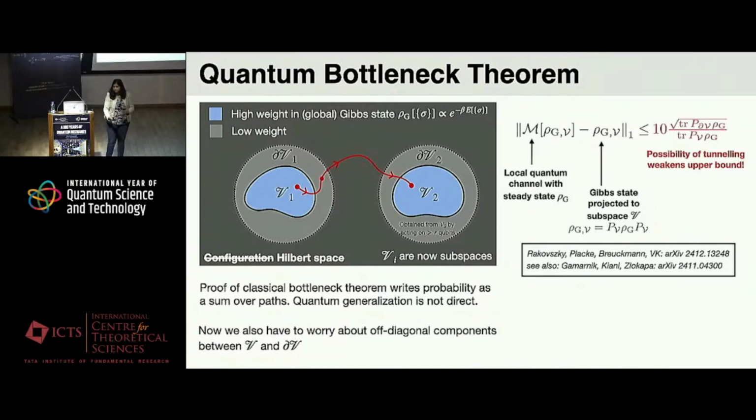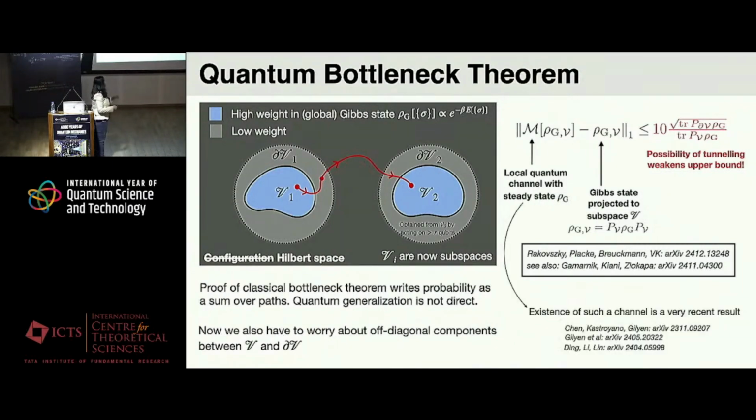quantum subspaces. And I should say here that the existence of this channel, a local channel which prepares a global Gibbs state, is also a very recent result, just in the last year or so. Okay, so now we have some statements to make about such channels. We know how to define these many different Gibbs states and how to talk about these bottlenecks.